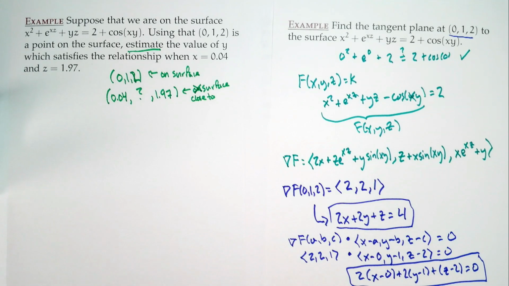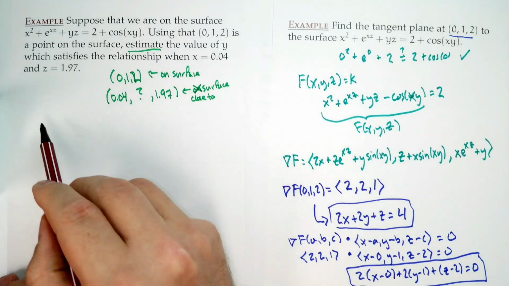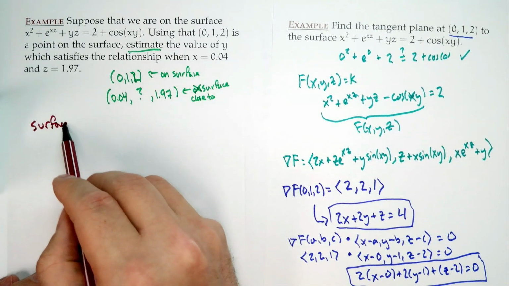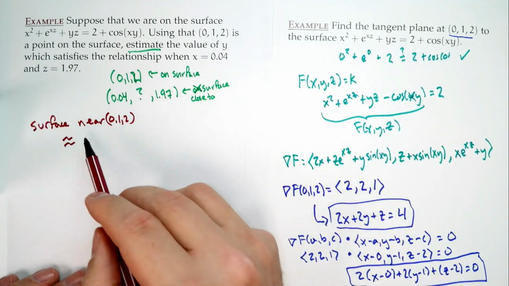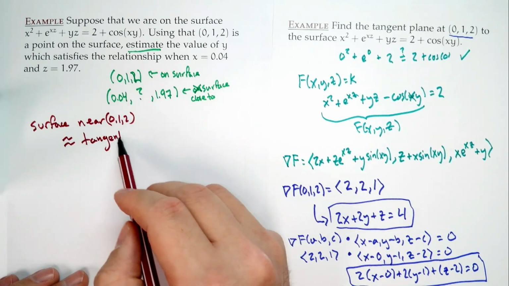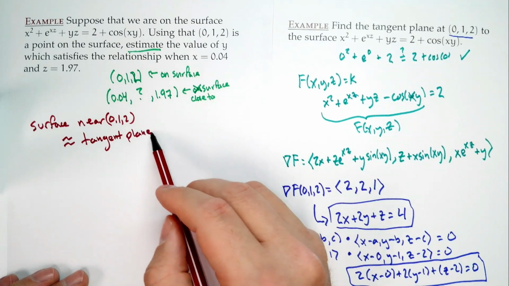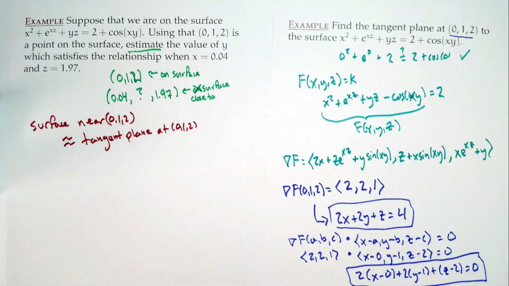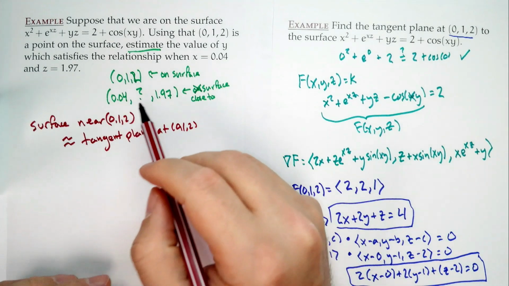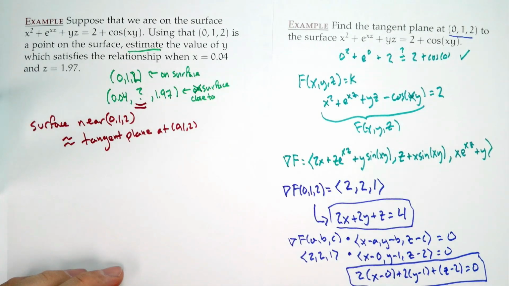So when I see the word estimate, I say, okay, what I can do is the following. I know that the surface near (0, 1, 2) is about the tangent plane. What this means is that the tangent plane mimics the surface very closely, so that if you were to zoom in very close, they are almost indistinguishable nearby. So we'll say, okay, let's see what's happening on the tangent plane. We can use the tangent plane to produce our estimate. So which tangent plane should we use?